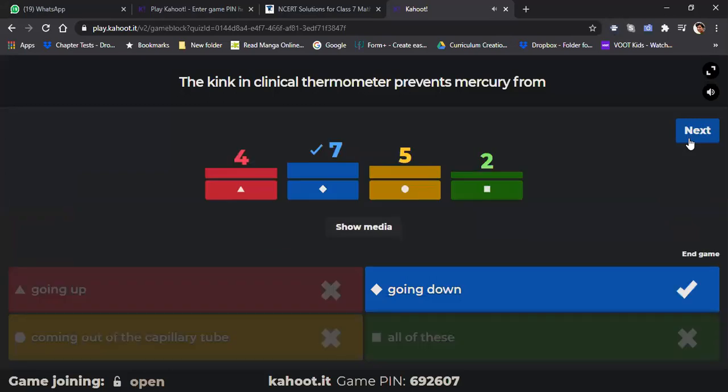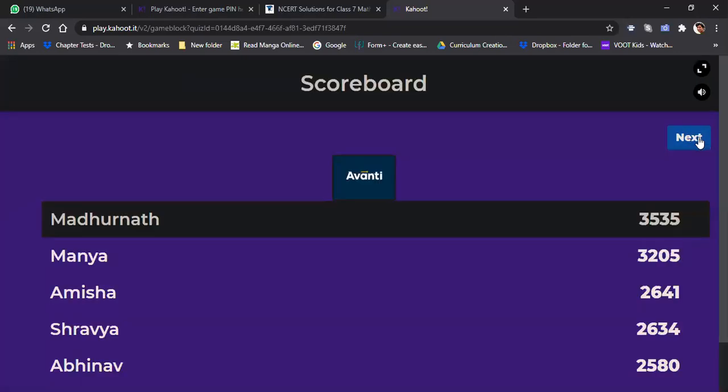Going down, right? Because it is a liquid, it has a tendency to go down only, okay? It won't go up unless and until it is heated. It won't go up. Yes or no? Tell me. Unless the temperature is changed, it won't go up. No change in position. Let's see.